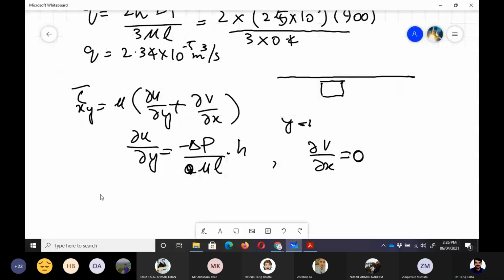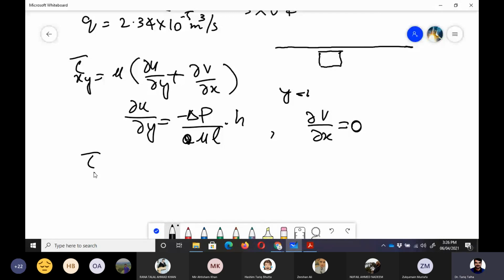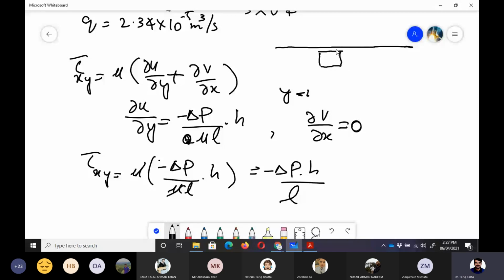So if we put the values for tau xy, that is mu into minus delta p upon mu L into h. Now mu would be cancelled with this, and this is minus delta p h divided by L. Now this is the shear stress which is being applied on this fluid element by the pipe.